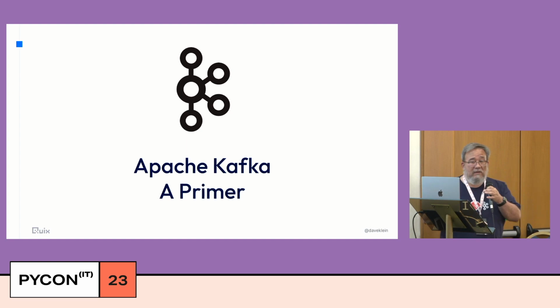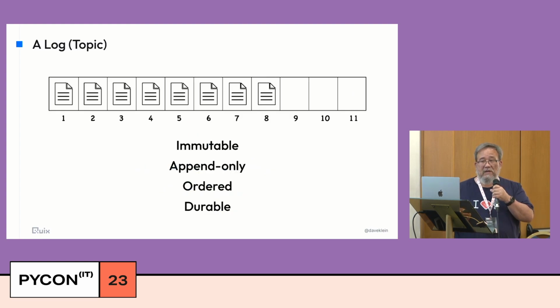Okay, so real quick, a Kafka primer here. I would love to do more on this, but I just don't have the time, so I'll just give you a real brief overview of what Kafka is and how it works. So at the heart of Kafka is a topic, which is a log. A topic is actually made up of multiple logs called partitions, and that's for scalability, and we'll mention that a bit in a minute. Some key things about these logs of data are that it's immutable.